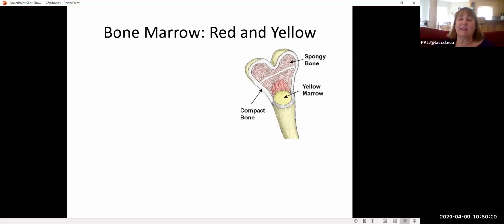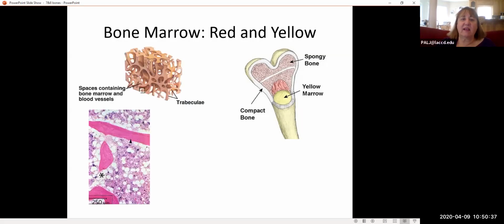Any place else that there is a space in a bone, so think the spongy bone everywhere else in your body, that's going to be red bone marrow. So here is a picture of what all the little bony trabeculae, the spicules of bone in spongy bone, look like. And you can see that there's lots of spaces between them, and at first glance it looks hollow.